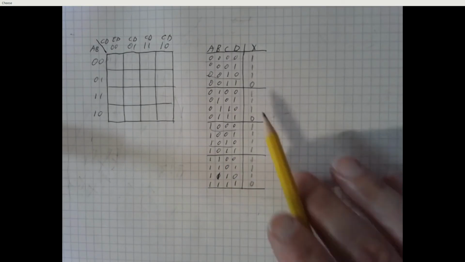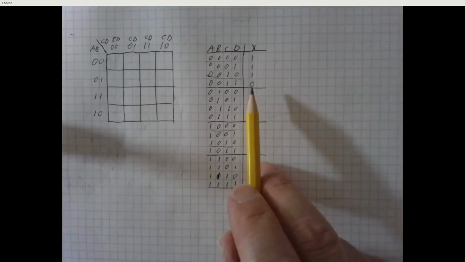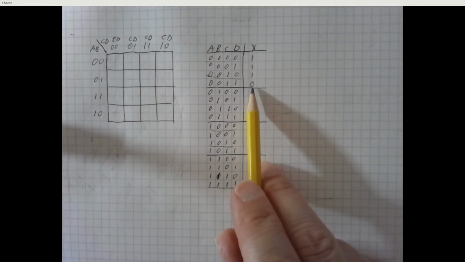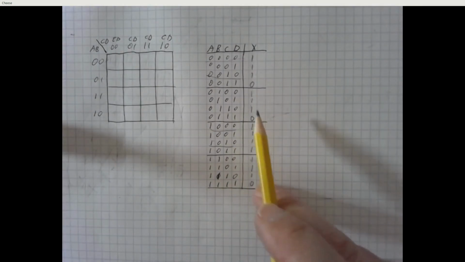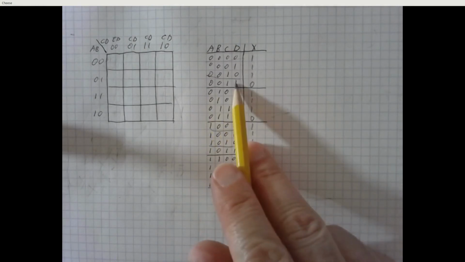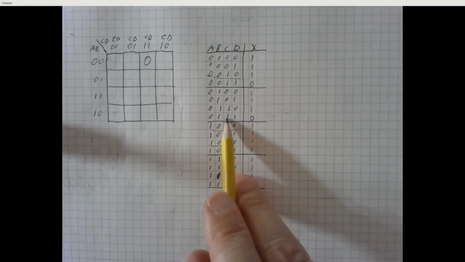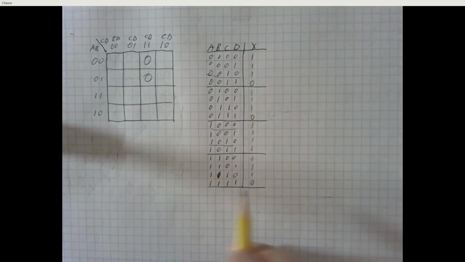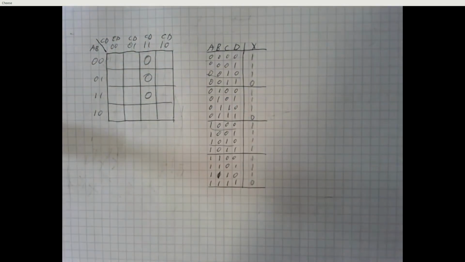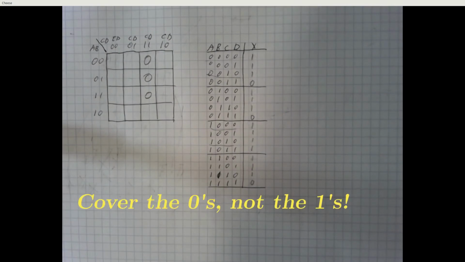If we want to do a simplified product of sums, we copy the zeros into the K-map. So we have 3 zeros here. So 0, 0, 1, 1, that's a 0 right here. 0, 1, 1, 1, that's a 0 right here. And 1, 1, 1, 1, that's a 0 right here. So we copy the zeros, we do not copy the ones. If we have don't cares, we're still going to copy those. And now we try to cover the zeros using our same rules.